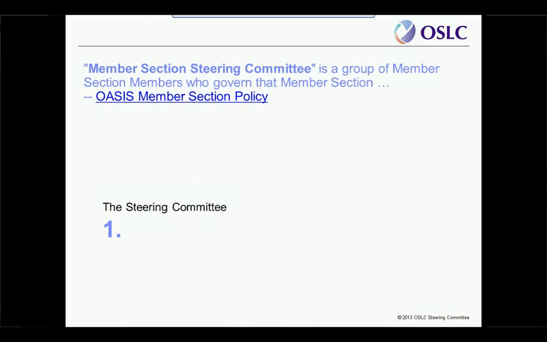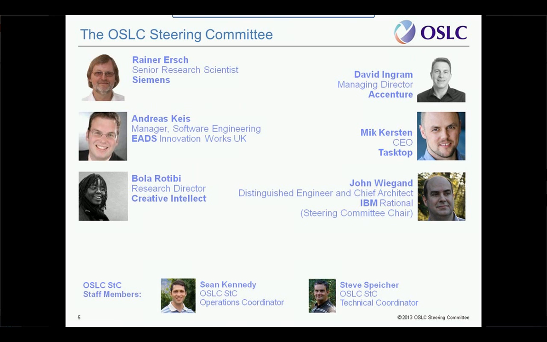So let's go ahead now and introduce the steering committee members. This notion of having a member section steering committee is a part of what OASIS defines for their member section. So we have this group of members, and I thought I would just go through and enumerate who we are. We could actually do introductions in depth here, but I know many of us have shared our perspectives and why we're involved in the past, so I'm just going to enumerate the names and companies we work for. Rainer Ersch from Siemens, Andreas Keis from EADS, Bo Levertibi from Creative Intellect, David Ingram from Accenture, Mick Kirsten from Tastop, and John Wiegand, that's myself, from IBM. And so we are the steering committee. We have been working as a steering committee for a year, but we've only had one meeting as an OASIS steering committee. We're just getting rolling in that regard.